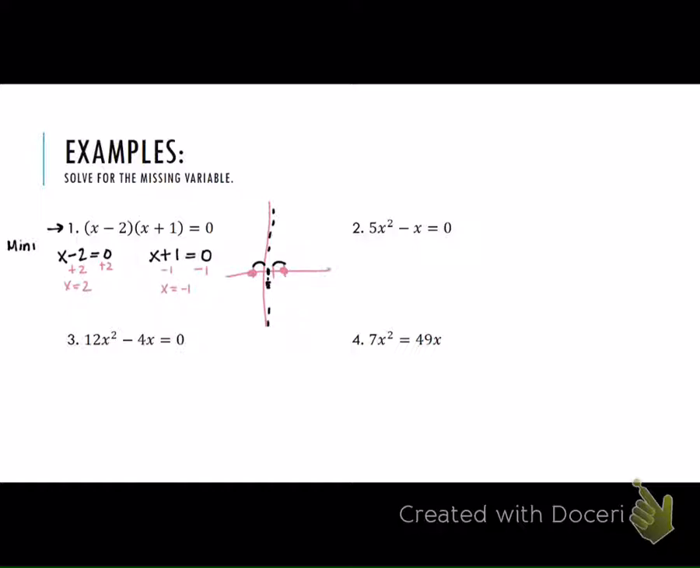Can somebody explain to the class why the vertex needs to lie somewhere between there? Because it's symmetric, so if you do half of what's implied, there's 3, so half of 3 would be 1.5. So you go 1.5 over from each point.